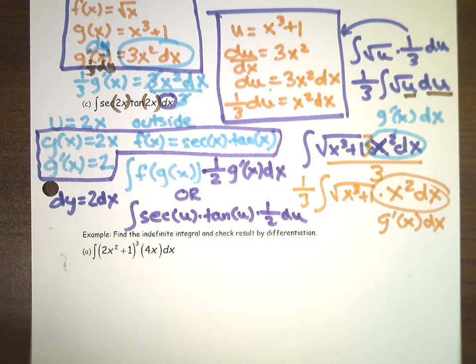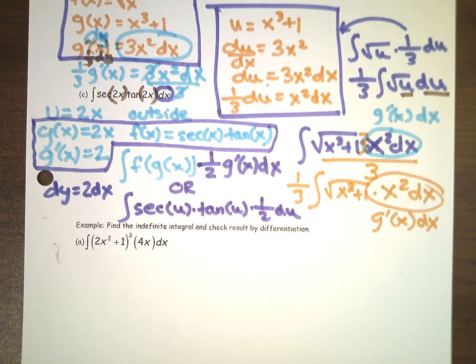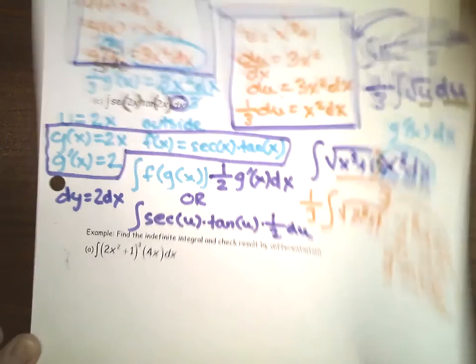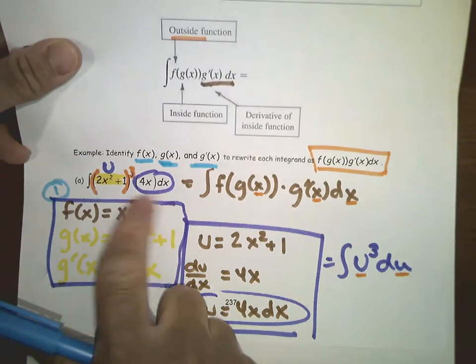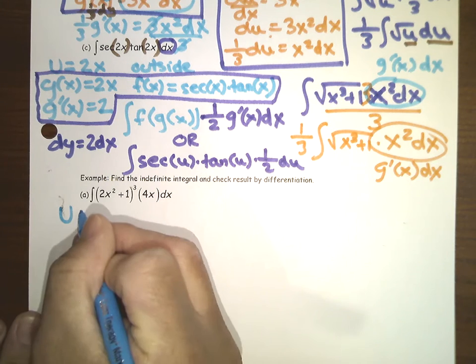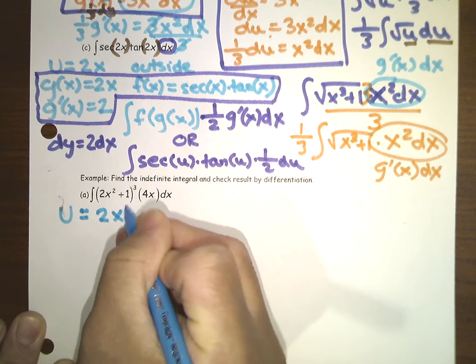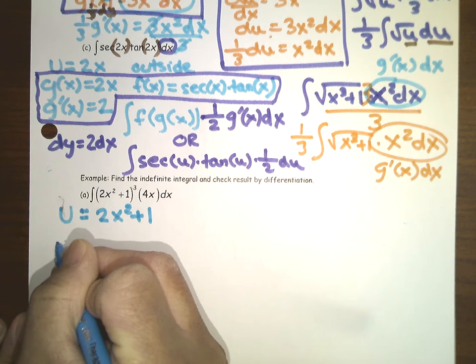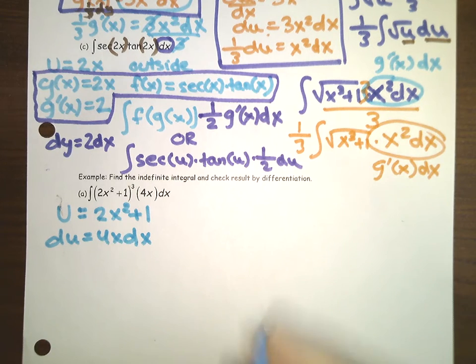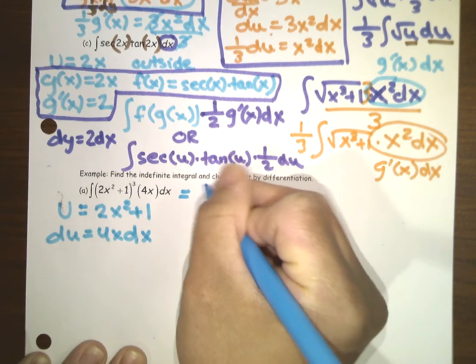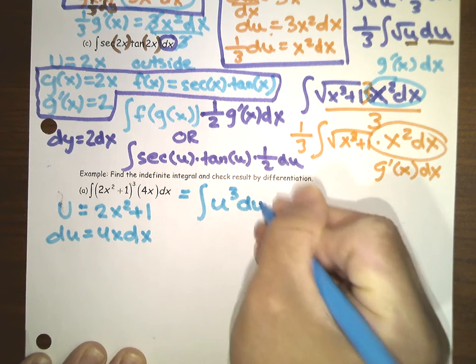Now that we've seen a few examples of how we're going to set these up, we are going to actually work on integrating these. So the first one is actually the same example A that we had before. If you looked at this, u was 2x squared plus 1, and du was 4x dx. So this integral was rewritten as the integral of u to the third du.